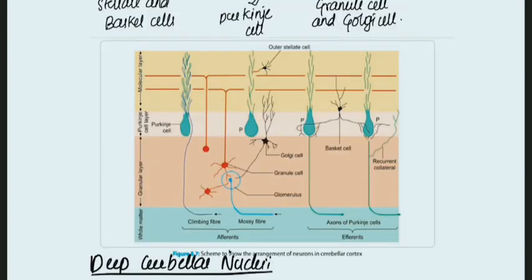So in this diagram, the lowermost part is the white matter, and you can see the climbing fibers as well as the mossy fibers. The climbing fibers will reach up to the Purkinje cell layer and will synapse with its dendrites. Whereas the mossy fibers will reach only up to the granular layer, where they synapse with the dendrites of the granule cells as well as the axons of the Golgi cell. This site of synapse forms a specialized structure known as the glomerulus.